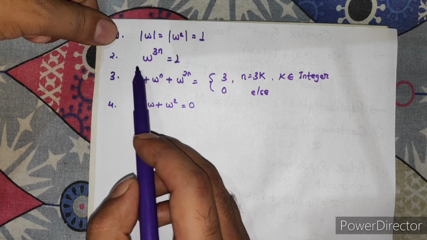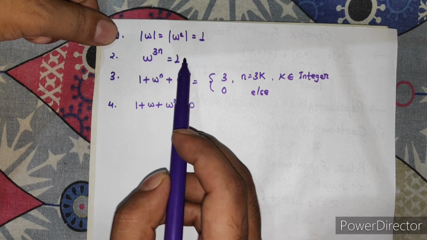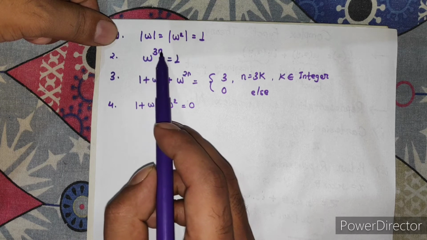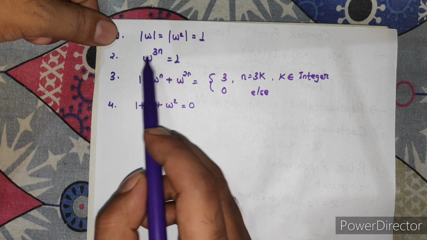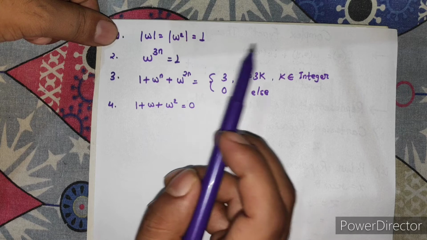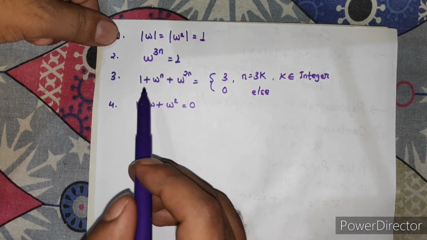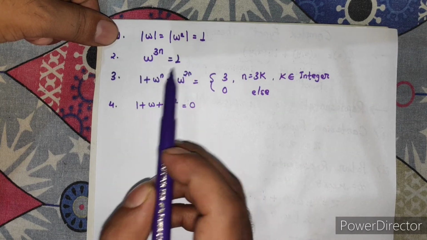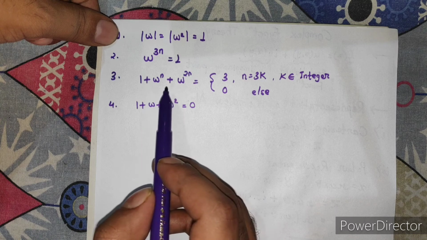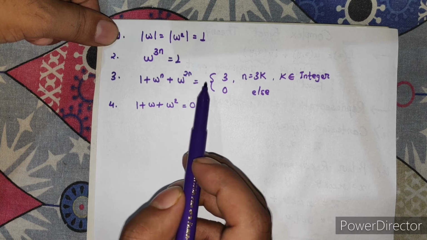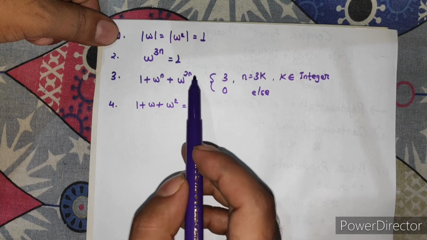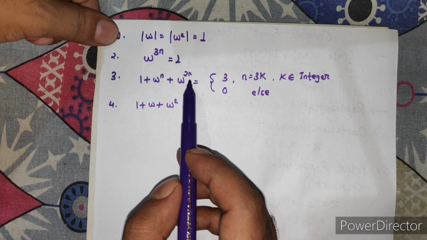Now the second property is omega to the power 3n is equal to 1, meaning for any number that is a multiple of 3, the value of omega to the power that number is equal to 1. So we can formulate the third property: 1 plus omega to the power n plus omega to the power 2n is equal to 3 if n is a multiple of 3.